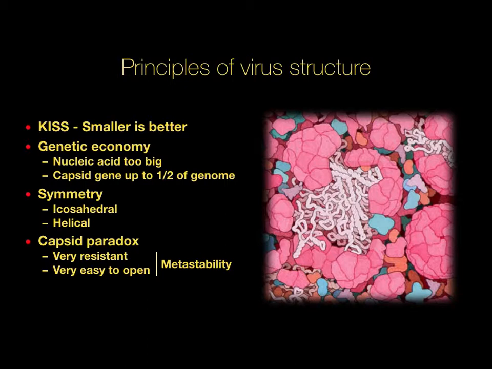Then we find symmetry in most of the cases. It can be icosahedral or helical. And then we have a paradox as well. We want the virus to be very stable and resistant, so when it's outside the cell, it doesn't fall apart, but it also needs to get the nucleic acid out once it's inside the cell. So on one side it's very resistant, on the other hand, it's very easy to open, and that's what we call metastability. The virion is a metastable structure.